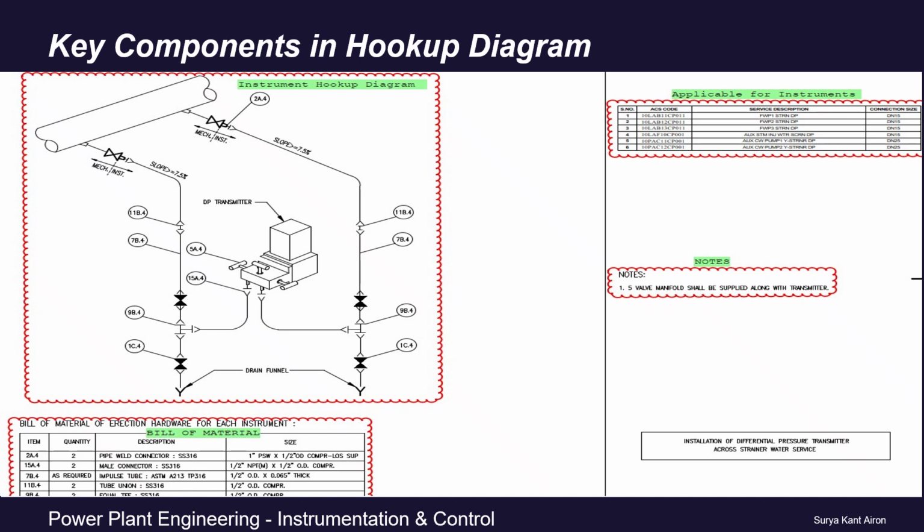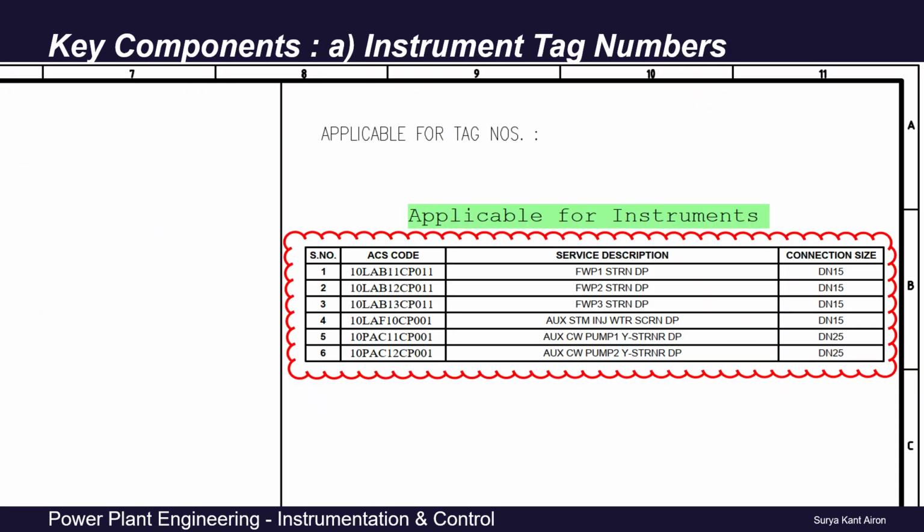So before explaining the instrument hookup diagram, explaining each and every component, let's first check what all information we are going to get from these diagrams. On the top right side here, we can see a table listing all the instruments in the plant for which the same typically is applicable. Means all these listed instruments should be installed in the field as per this particular installation diagram.